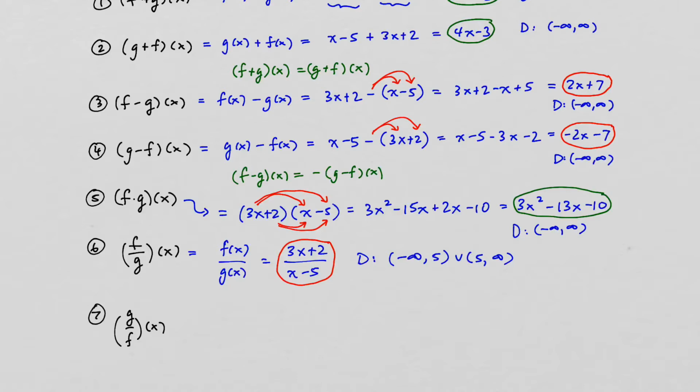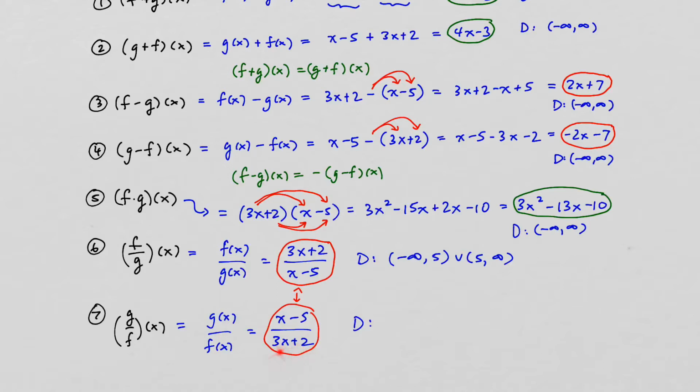And finally, we have g over f of x, which is simply g of x divided by f of x. And this would be x minus 5 divided by 3x plus 2. And again, the main point here is that these two functions are not the same. So when you divide, the order matters. And of course, its domain is also not the same. In this case, the domain can be every number except for the number that makes this denominator 0.